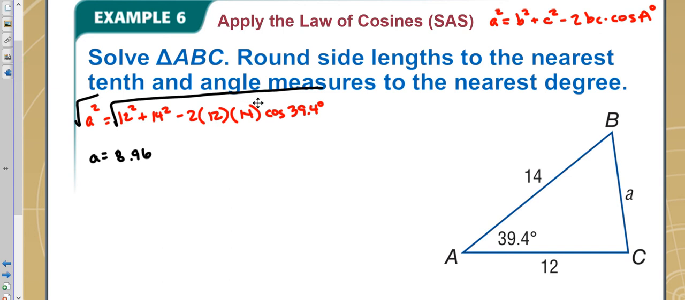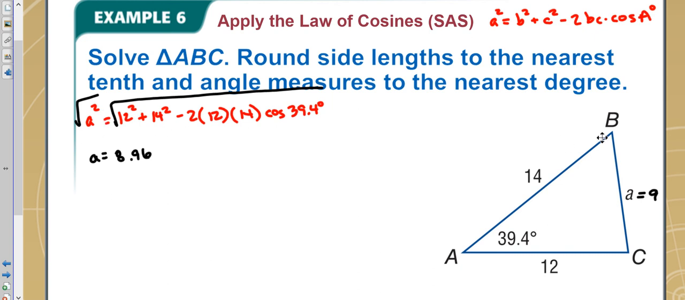They said to round each side length to the nearest tenth, which means this will round up to become 9. So now I have a completed set. If I want to use a rounded value, I could use law of sines to find one of the other angles. But I'm just going to stick with law of cosines one more time so we can see it from that perspective. Now that I have side, side, side, we could use the same formula, except I just exchanged the A's and B's.